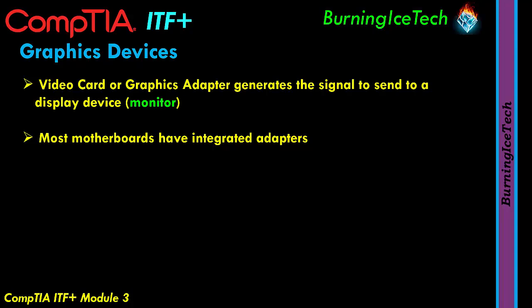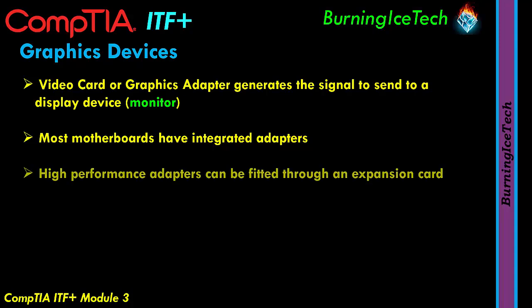Then guys, these graphics cards provide high performance, so they are high performance adapters which can be fitted through an expansion card. Which slot do we slide them into? Can anyone remember? That would be the PCIe slot on the motherboard. Most motherboards will have one of those slots, but it's not uncommon to find a motherboard with two or sometimes even three or four of these expansion slots.